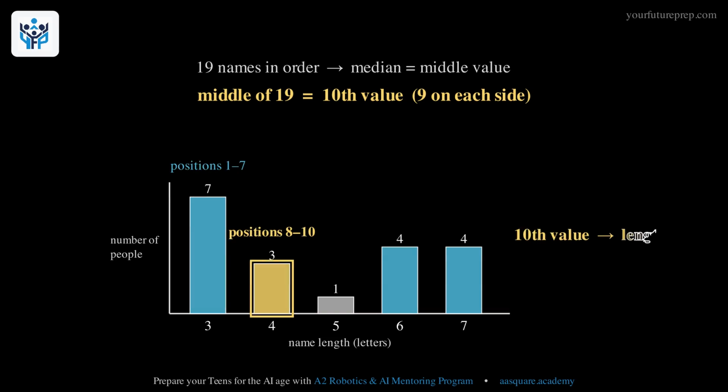The 7 names of length 3 take positions 1 through 7. The 3 names of length 4 take positions 8, 9, and 10. So the 10th name has length 4. The 10th value lands in the group of length 4. So the median length of these names is 4.